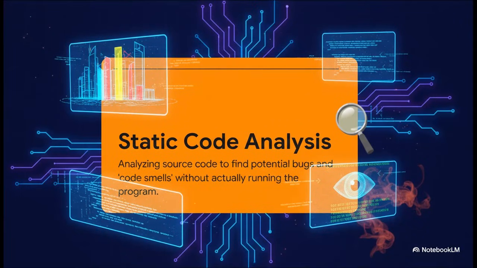So what is this stuff exactly? Well, at its heart, static analysis is all about checking your source code for problems without ever running the program. It's not about testing the application while it's executing. It's about reading the architectural blueprints, looking for flaws, potential security holes, and those little code smells that tell you something bigger might be wrong.